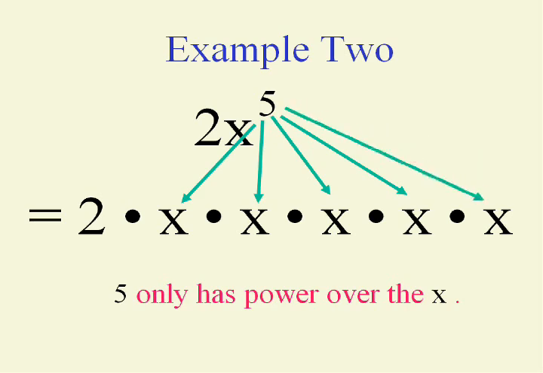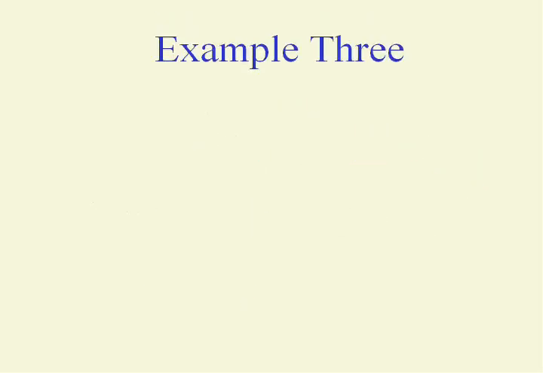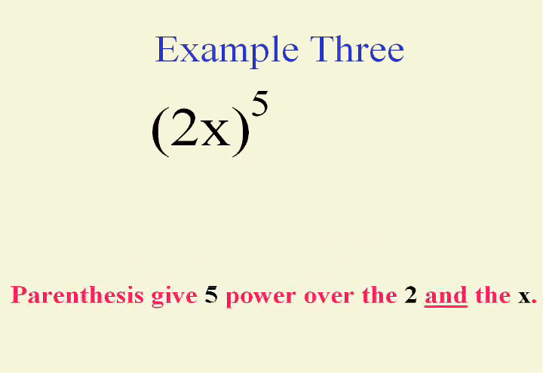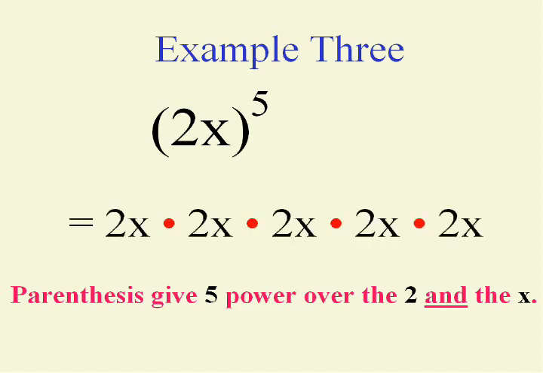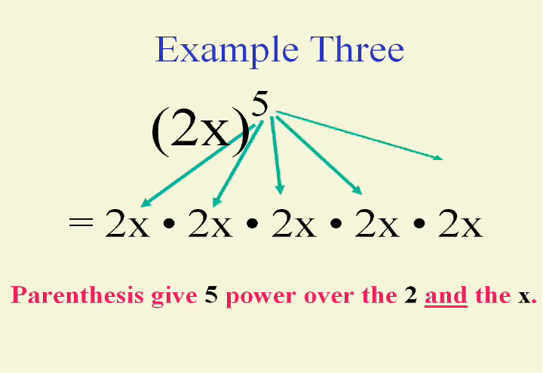That 5 only has power over the x's, unless we have a situation where we have parentheses. Now those parentheses add power to the 5. That means we're going to have this 2x 5 times. The whole thing is 5 times. Okay? Let's try another.